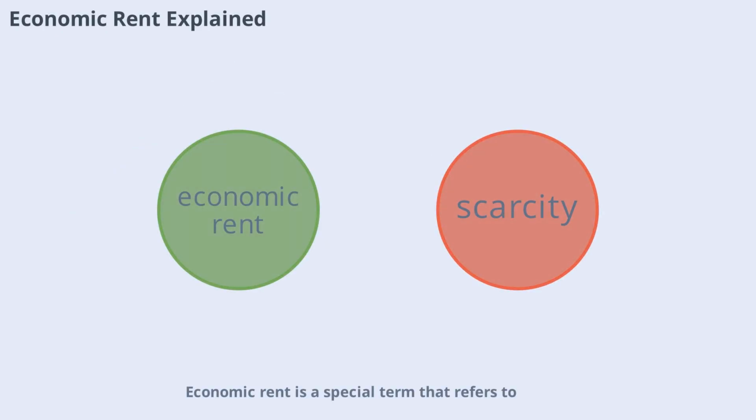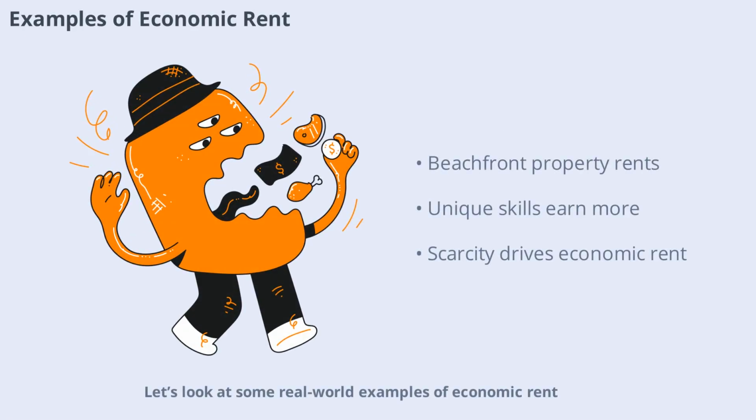Economic rent is a special term that refers to payments made for resources that are in fixed supply. For example, if a city has only a few prime locations for businesses, the owners of those locations can charge higher rents. This extra payment above what's needed to keep the resource in use is called economic rent. It's different from regular business profit because it comes from owning something unique or scarce, not from taking risks or providing services.